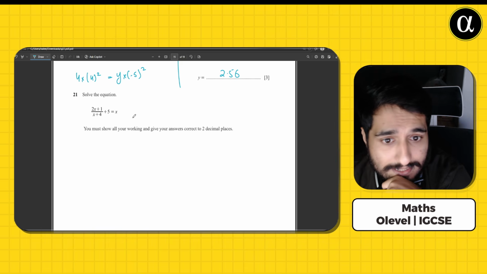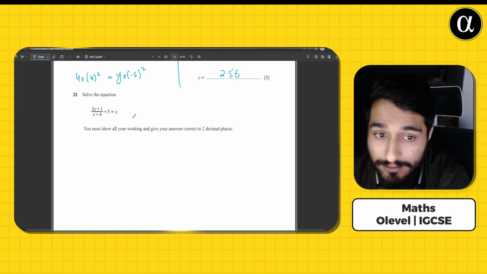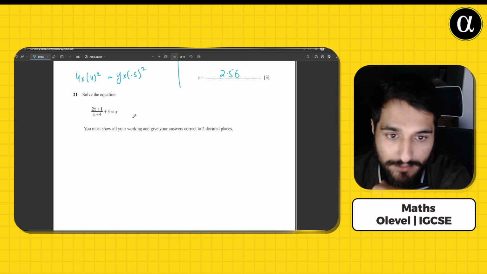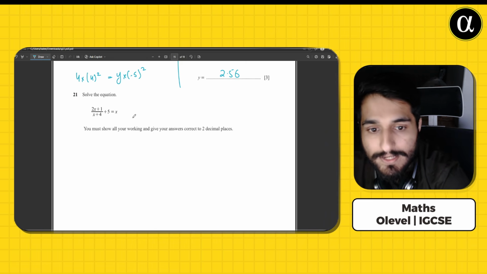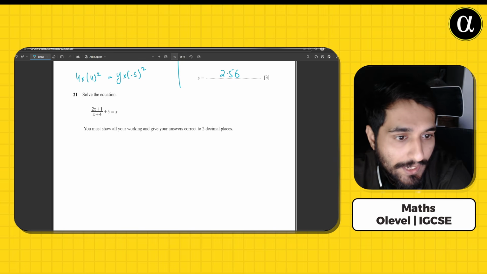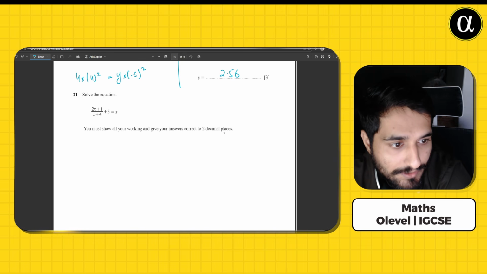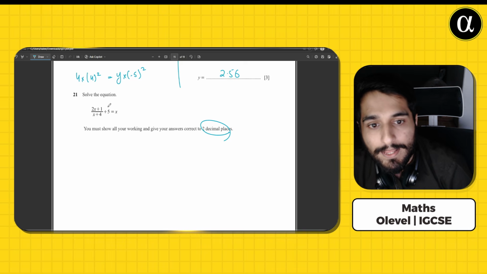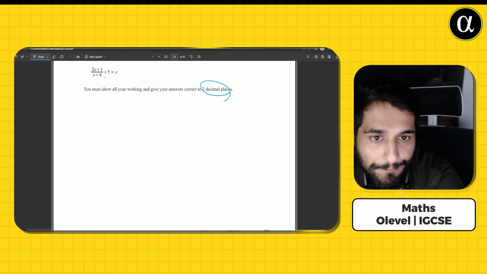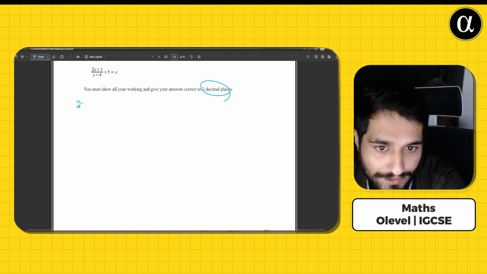Question 21 says that (2x plus 1) upon (x plus 4) plus 5 is equal to x, and you must show all your working and give your answers correct to 2 decimal places. Now let's see. So what we'll do is we will arrange this a bit.